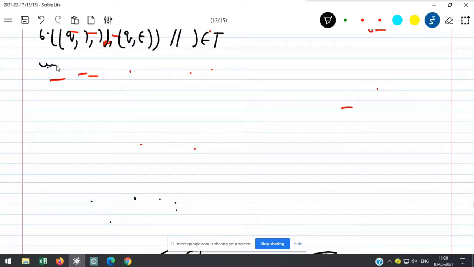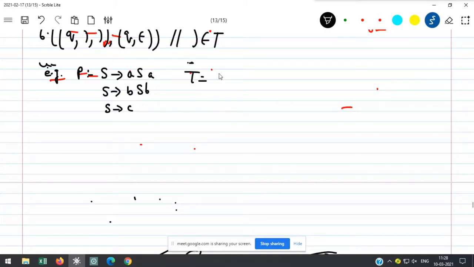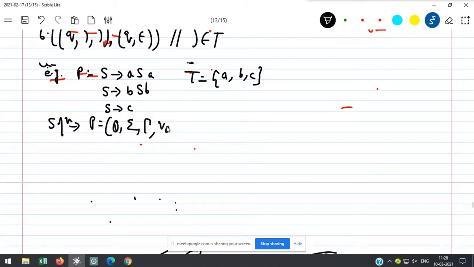In this example, let me just write the production rules straightly as S goes to A S A, capital S, this, C. In this case, let me just take terminals as A, B, C. And then for simplicity reasons, let P is equal to Q, this, Q naught, transition, this R.